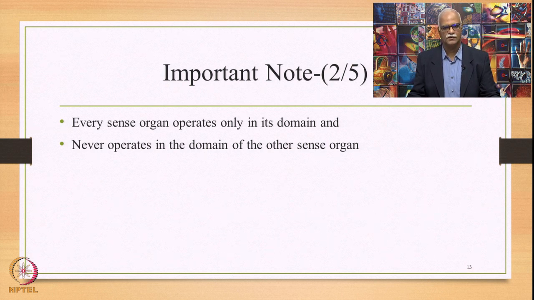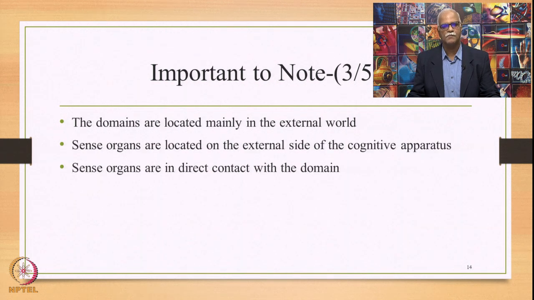The point to remember here is that every sense organ operates only in its domain and never operates in the domain of the other sense organ. This is very basic, very fundamental, and very primary. This will determine our simple derivate and super derivate meanings and arthakashas. The next thing to remember is that these domains are located mainly in the external world. So a human being who gathers his experiences of the external world can be classified in these five, either of these five or all of these five. That is how a human being gathers the experience.